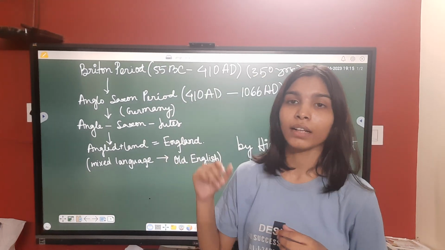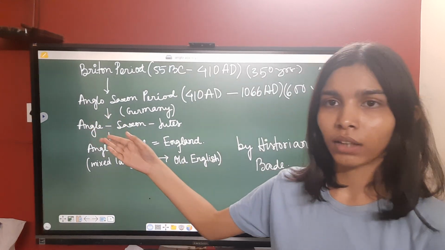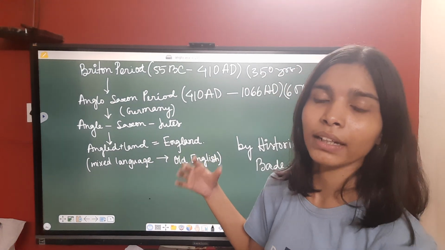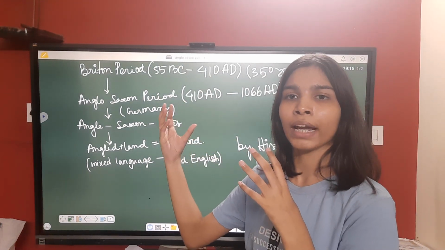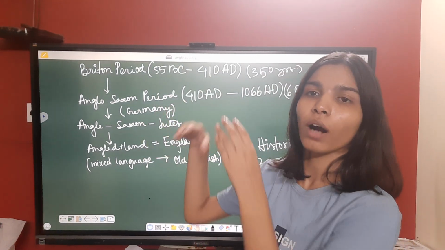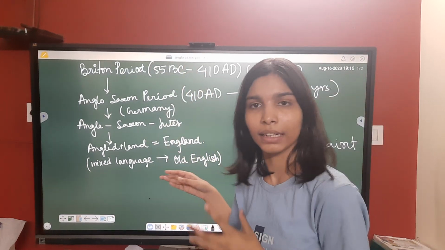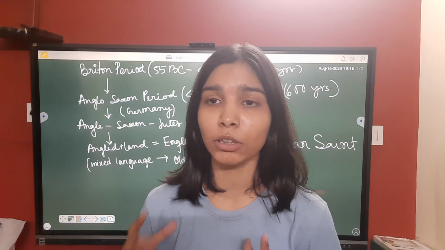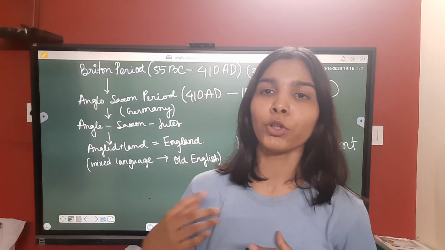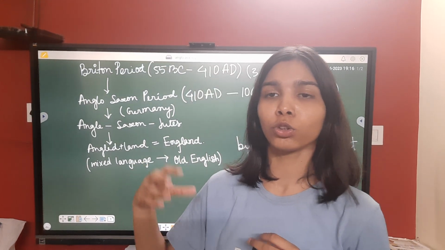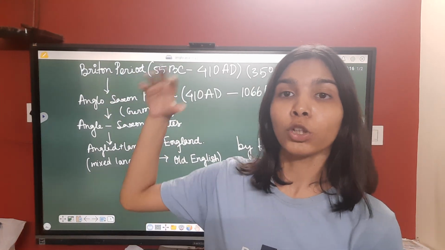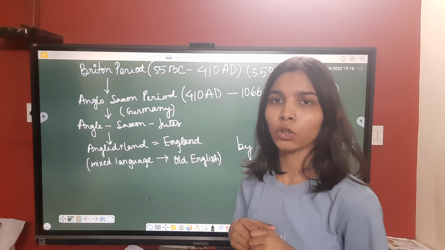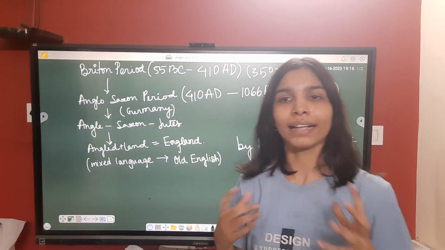However, Angles were the dominant ones. So that's why England is known as England, because the name England has been derived from the word Angleland, equal to England. We know England as England because Angles were the ones who used to live there, or who used to dominate at that time in Great Britain. So that's why we know it as Angleland, as England.